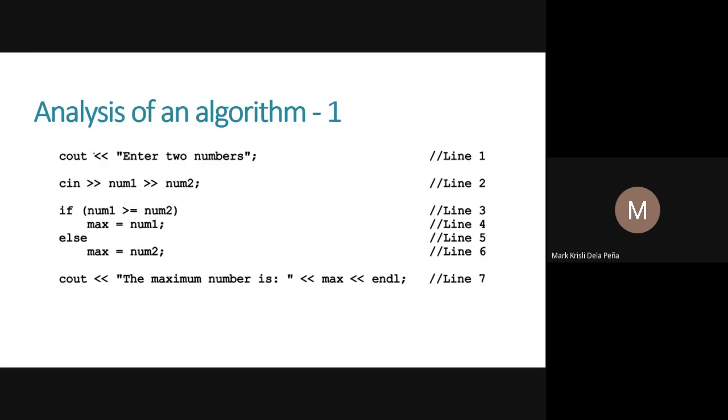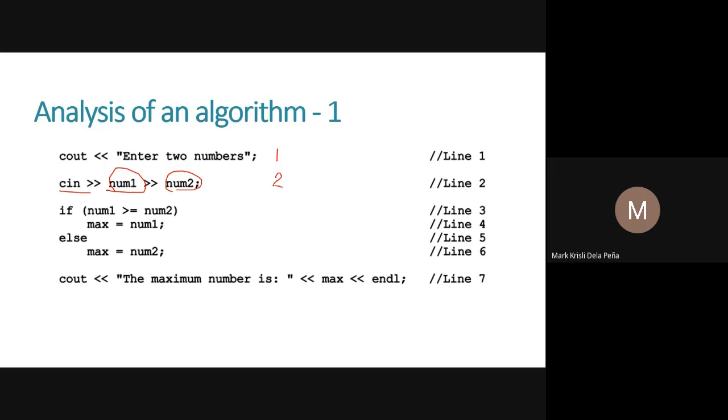Here we have one operation. So this is one operation here, since we are printing "enter two numbers." Then the second line has actually two operations. cin, meaning this line here is getting an input and storing it in num1 and num2 variables. So this line actually has two operations.